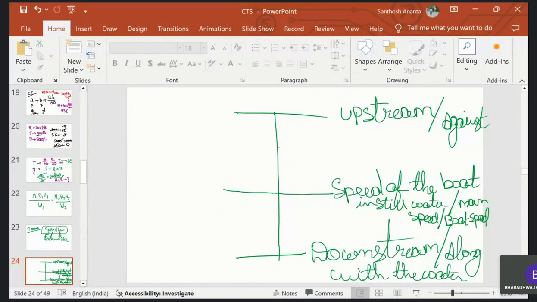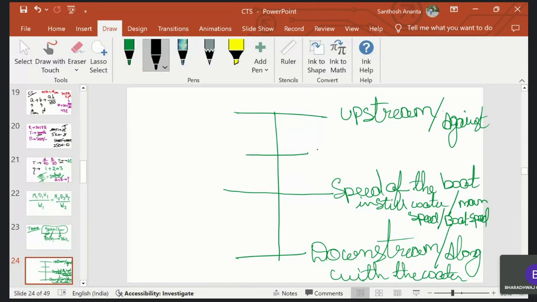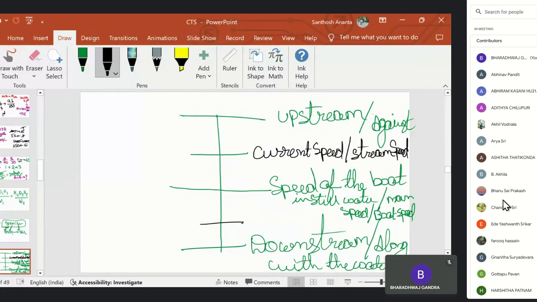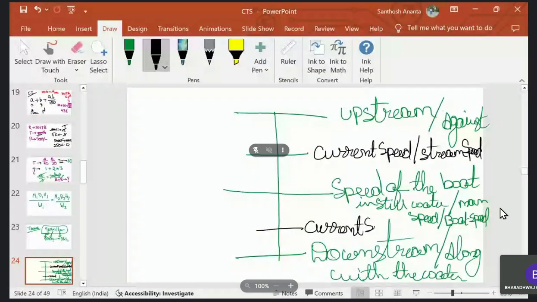Exactly in the middle of these two, there will be one more term called current speed or stream speed.